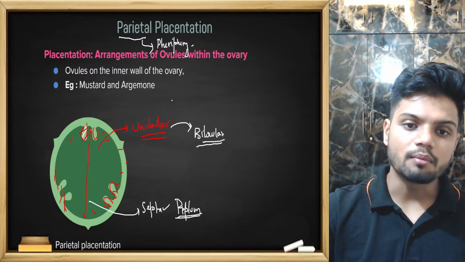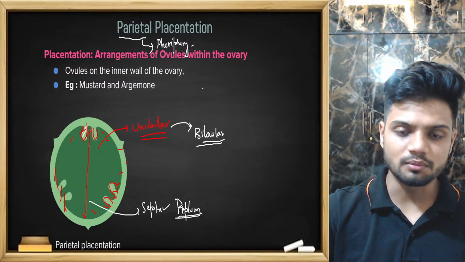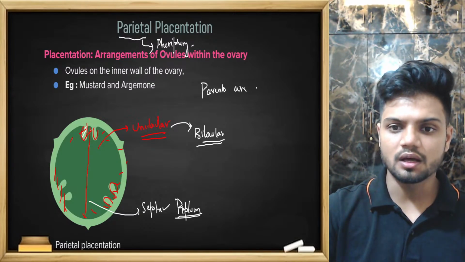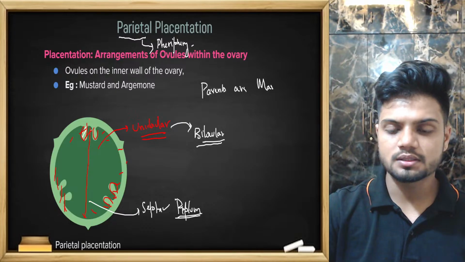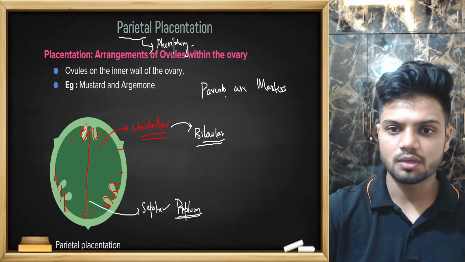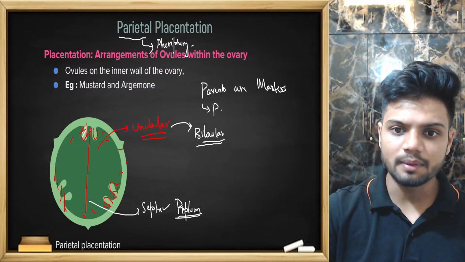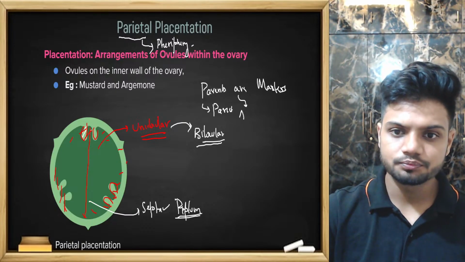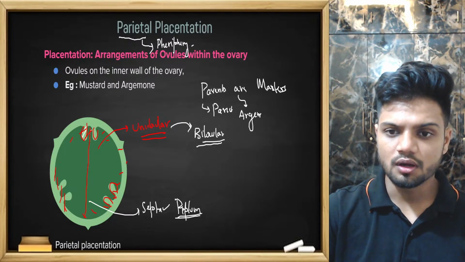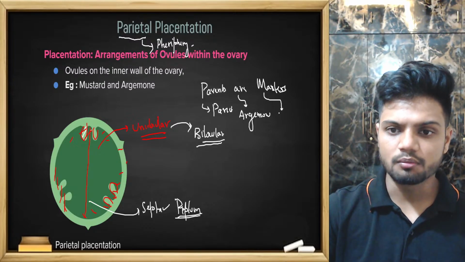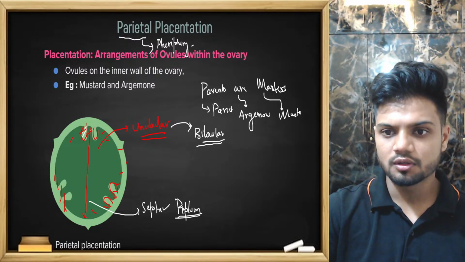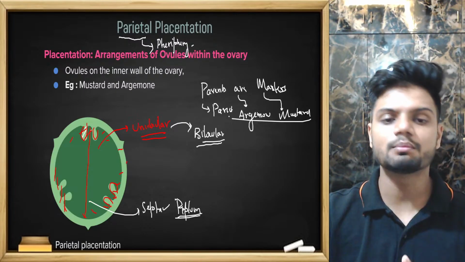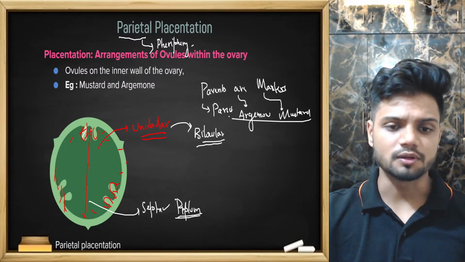How's the trick here? The trick is: Parents are Masters. P for parietal placentation, A for argemone, and M for mustard. Parents are Masters, a simple trick here. There is a formation of a false septum, the replum, here.